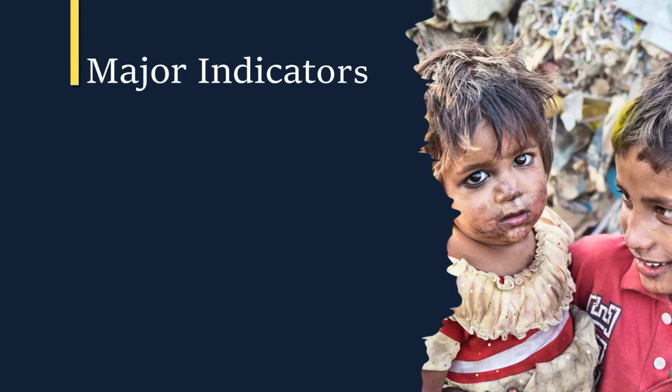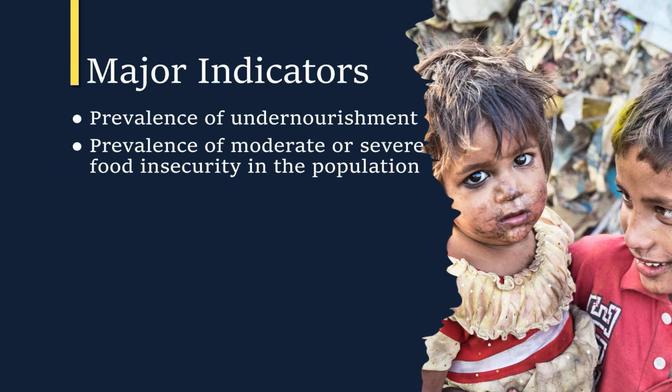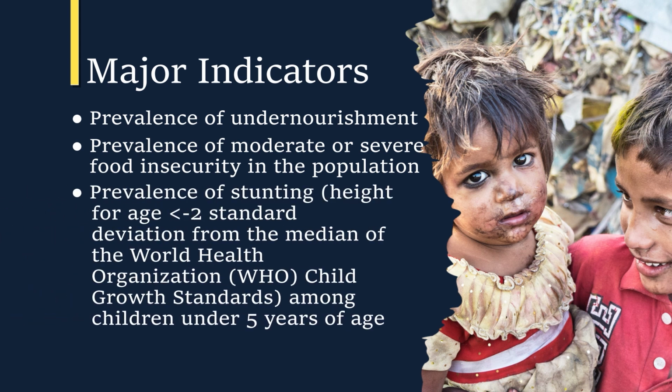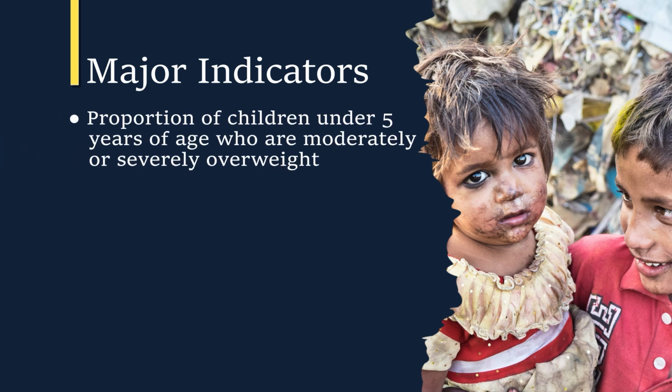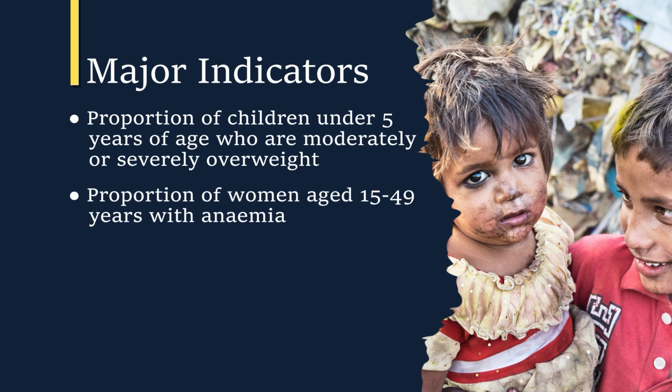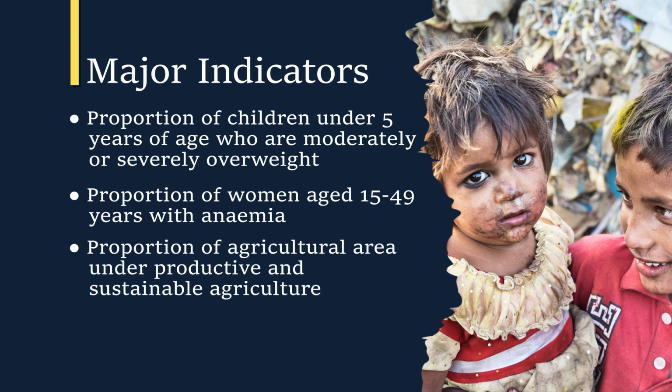Major indicators globally: the prevalence of undernourishment; the prevalence of moderate or severe food insecurity in the population; the prevalence of stunting, which is height for age less than -2 standard deviations from the median of the World Health Organization child growth standards, amongst children under 5 years of age; the proportion of children under 5 years of age who are moderately or severely overweight; the proportion of women between 15 to 49 years with anemia; and the proportion of agricultural area under productive and sustainable agriculture.